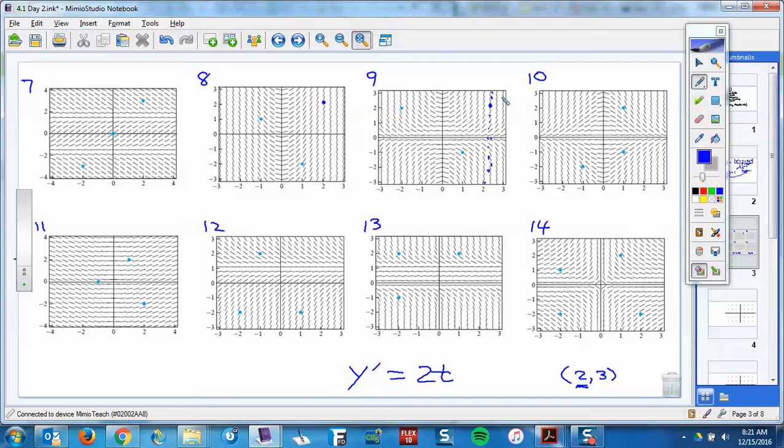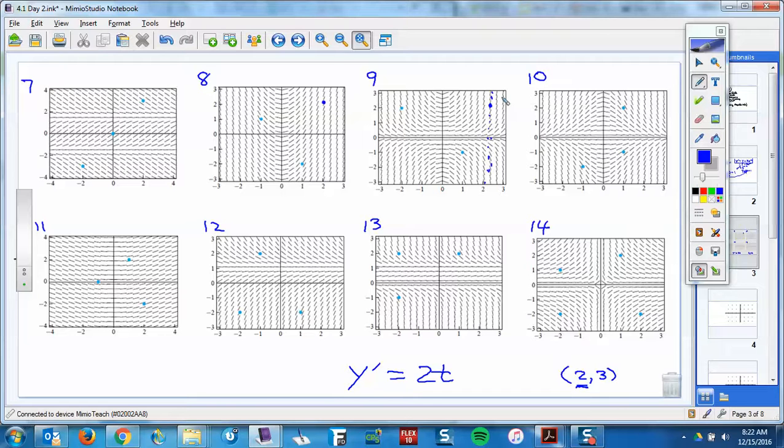Does that make sense? This is what I was trying to get across to you yesterday: if you have a column where the slopes never change, like here, it looks like the slope is 4 whenever x is 2, then that means that the differential equation is only affected by the x value. When you go up and down here, the y value is changing, but the slope never changes. So that means the y value doesn't affect the slope. If the y value doesn't affect the slope, that means y is not in the equation. Only x.